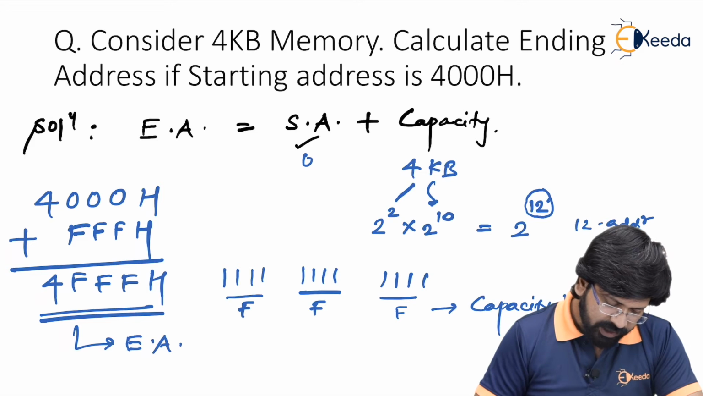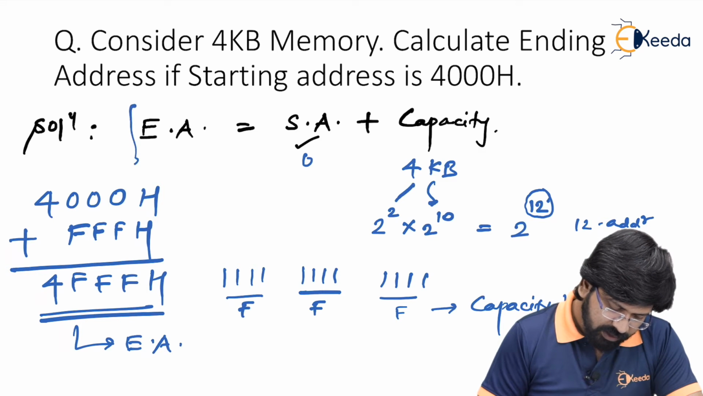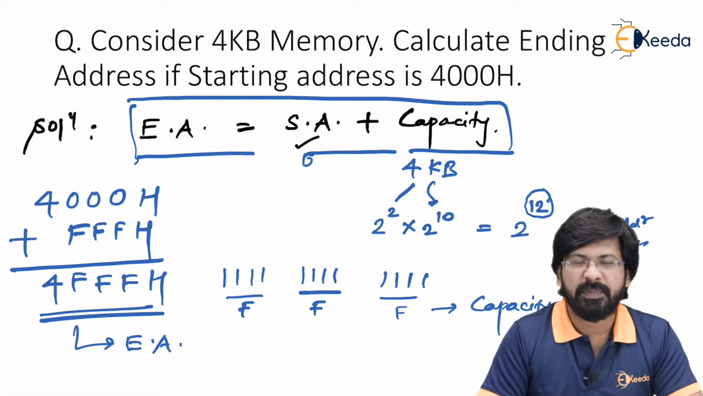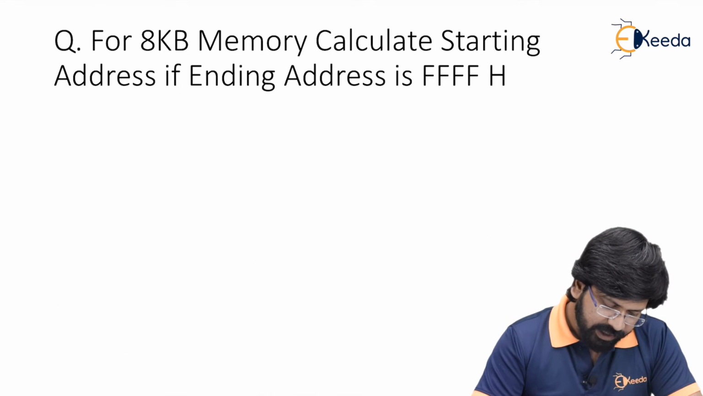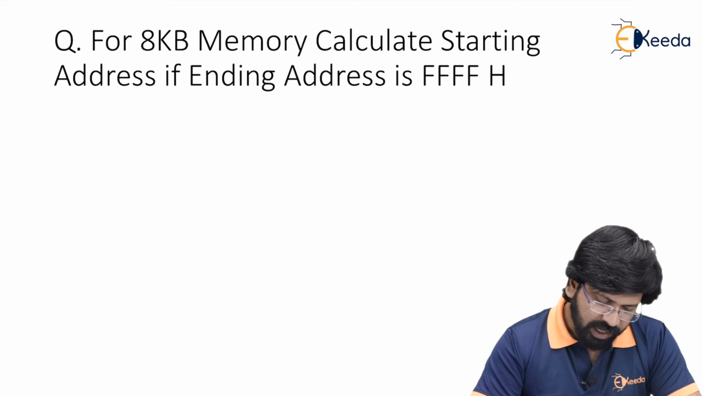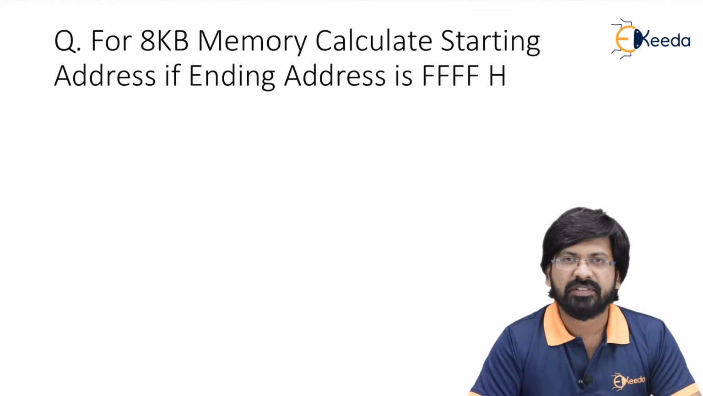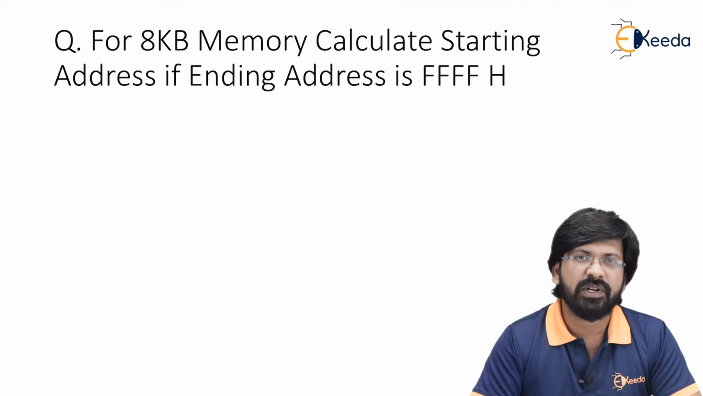Even though we are going to the next problem, this formula is applicable everywhere. That is, ending address is always starting address plus capacity. So now we have 8 KB memory. We have to calculate the starting address if the ending address is double F double F. See, this time it is exactly reverse. What is known to us is the ending address and we need to calculate the starting address.